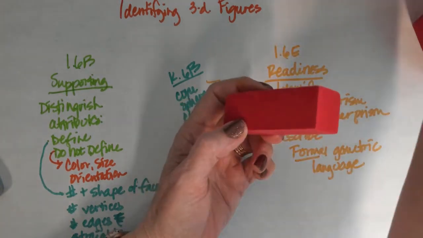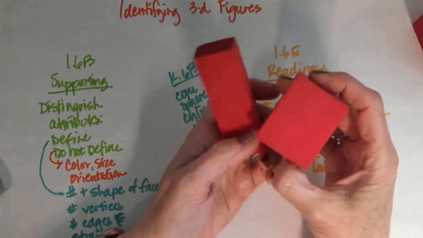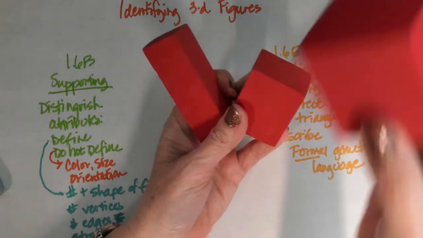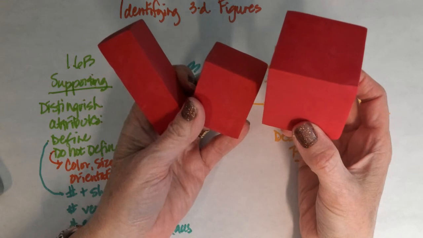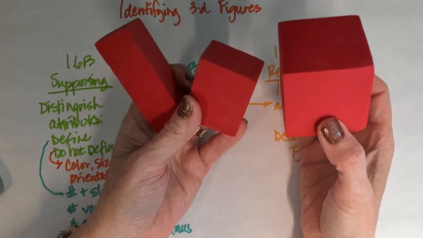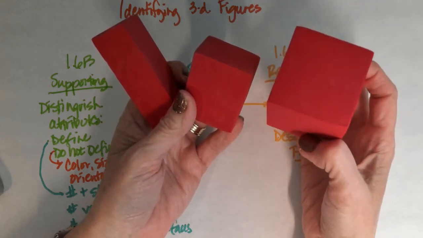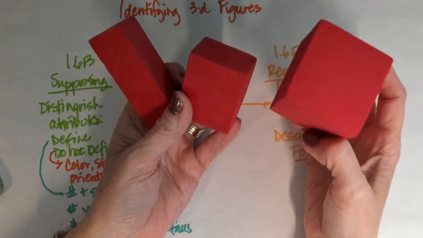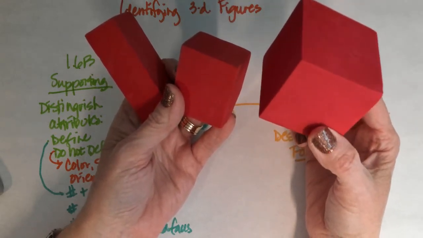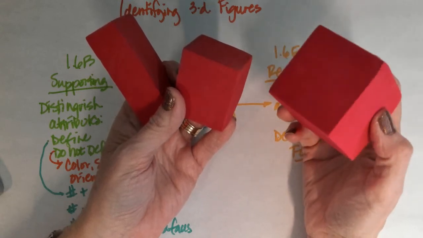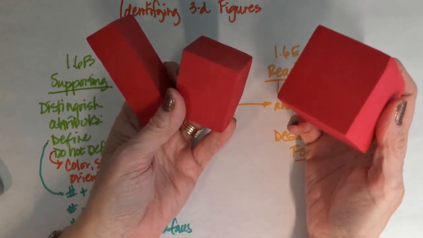This is a rectangular prism, this is a rectangular prism, and this cube is a special rectangular prism, just like our square is a special rectangle. So yes, kids do need to start learning that. This is a rectangular prism. It just happens to be a special one that has all the same size faces, so it's called a cube.